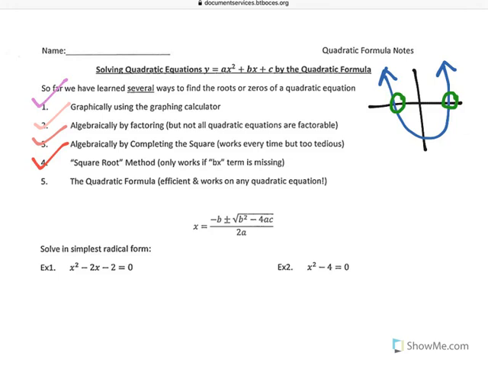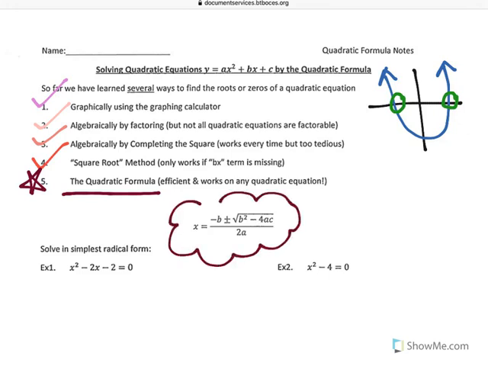Now, the square root method might be the easiest one, aside from typing it into your graphing calculator, but it only works if that middle term, that bx term, is not there. So we can't use that every time either. So the best option is going to be the quadratic formula. And that's what we're going to learn today. It works every single time on any quadratic equation, and all you have to know is this formula.